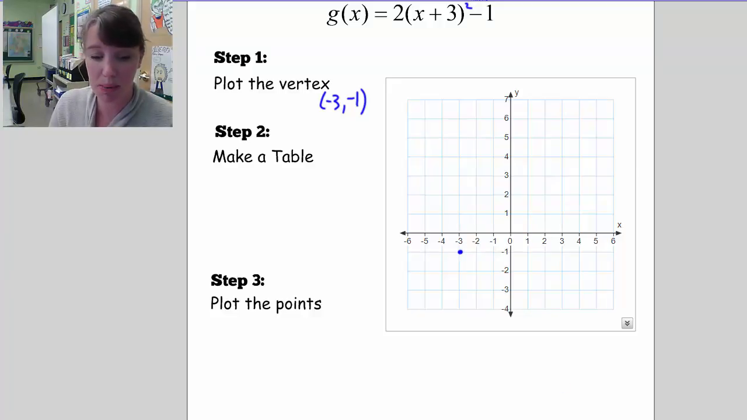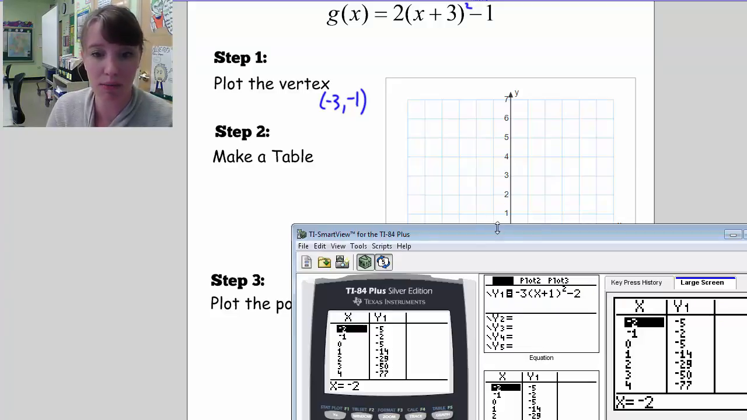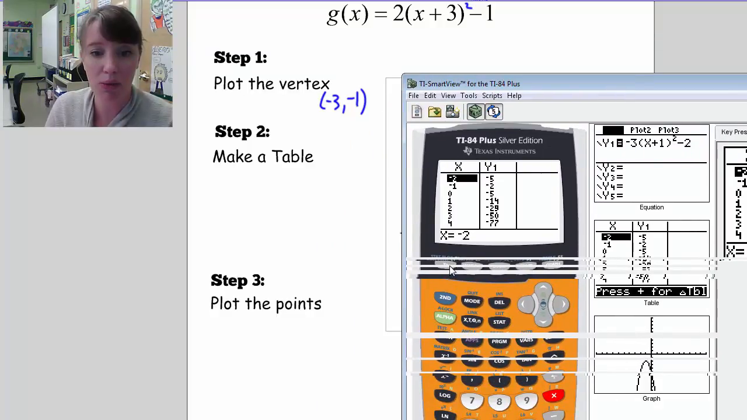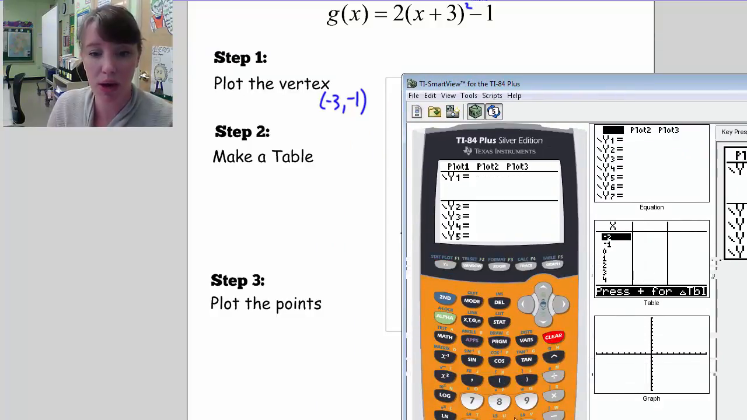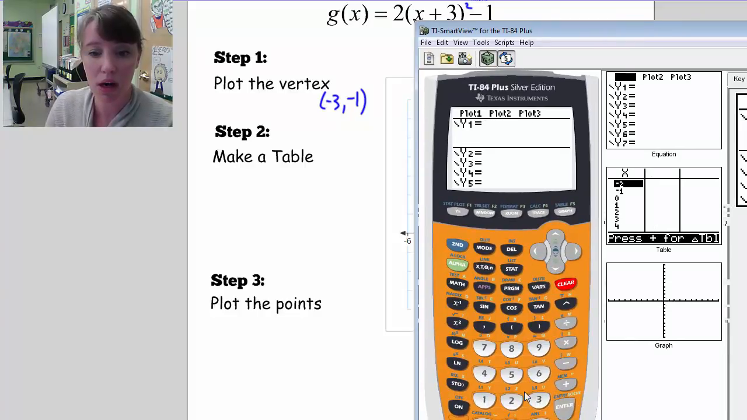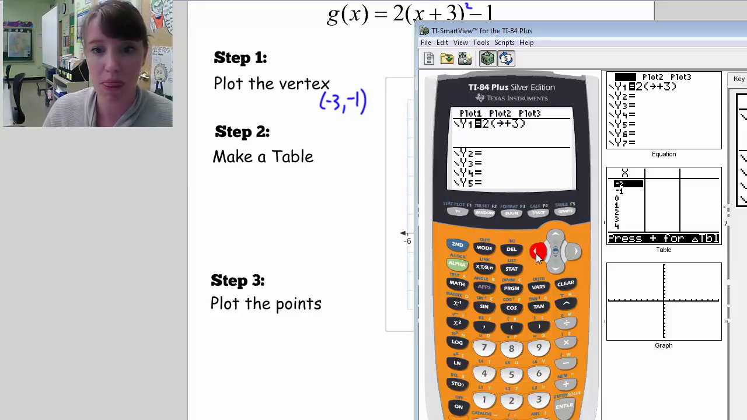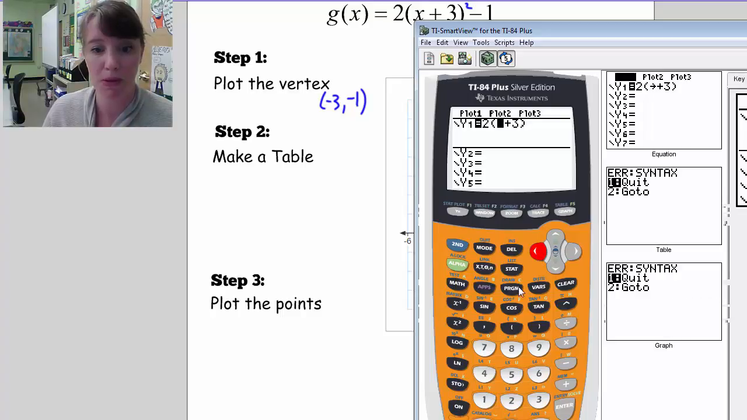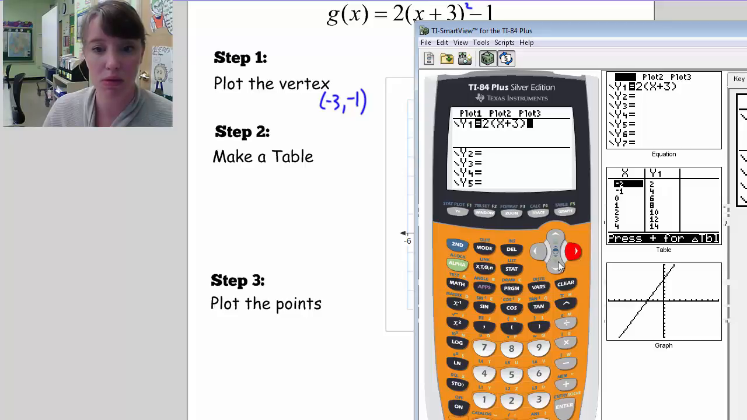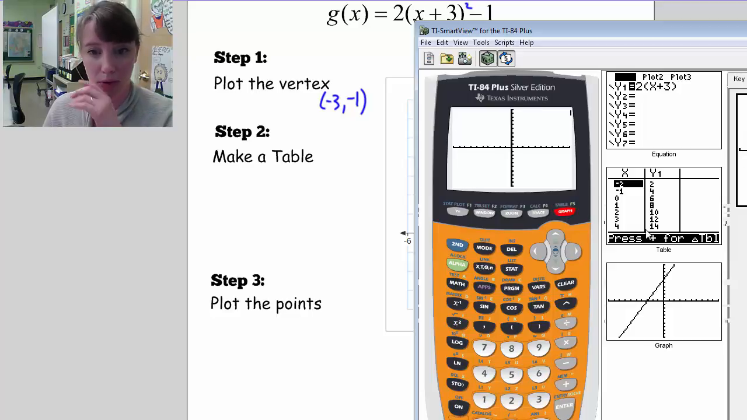And then let's go ahead and pick up our calculator and put this in. So we have y equals 2 times the quantity x plus 3, and then we want to square it, whoops, should be x plus 3 squared minus 1. Okay, we can graph it there.